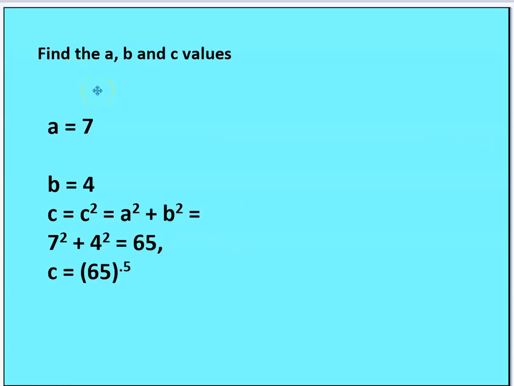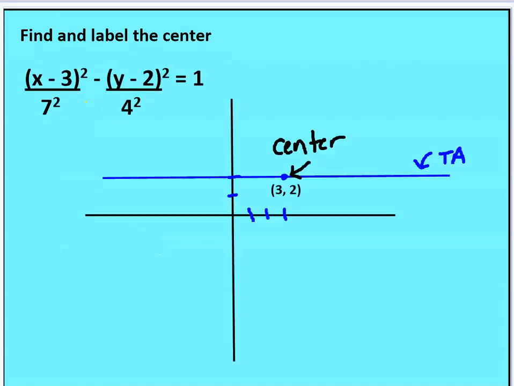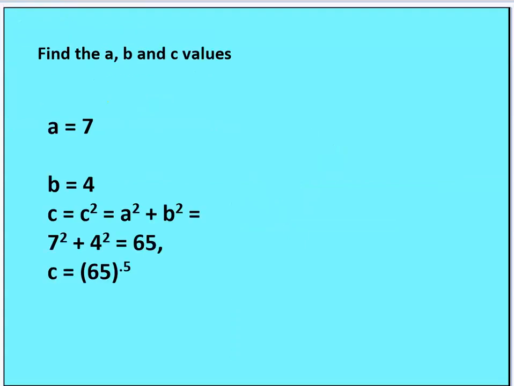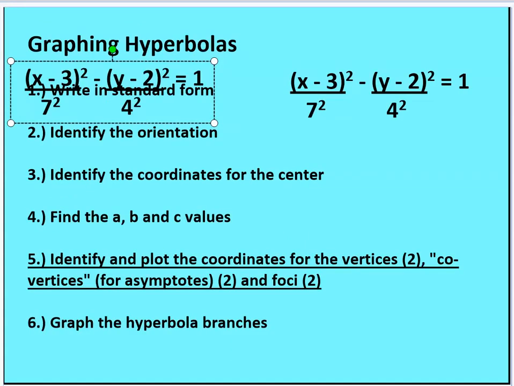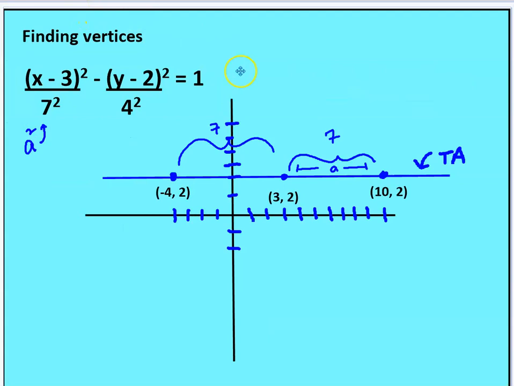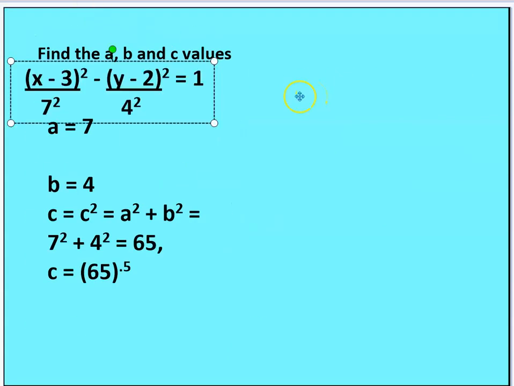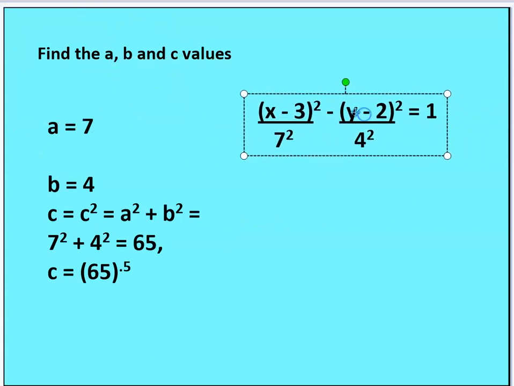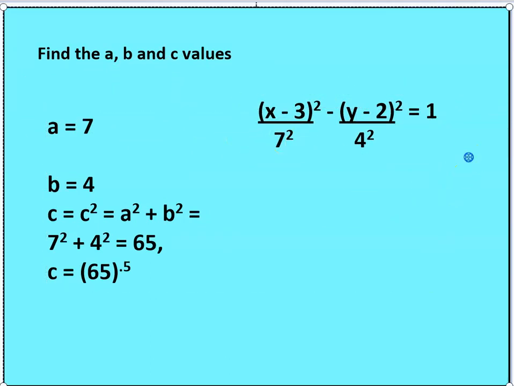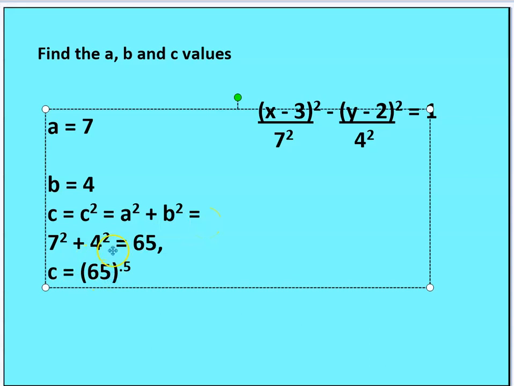Next step, I'm going to find the a, b, and c values. So going back to the equation, I have this equation here, and I'm going to find my a value. Here's my a squared value. Here's my b squared value. So a is 7, b is 4, and then I'm going to use my formula c squared is equal to a squared plus b squared in order to find c. C ends up being the square root of 65.